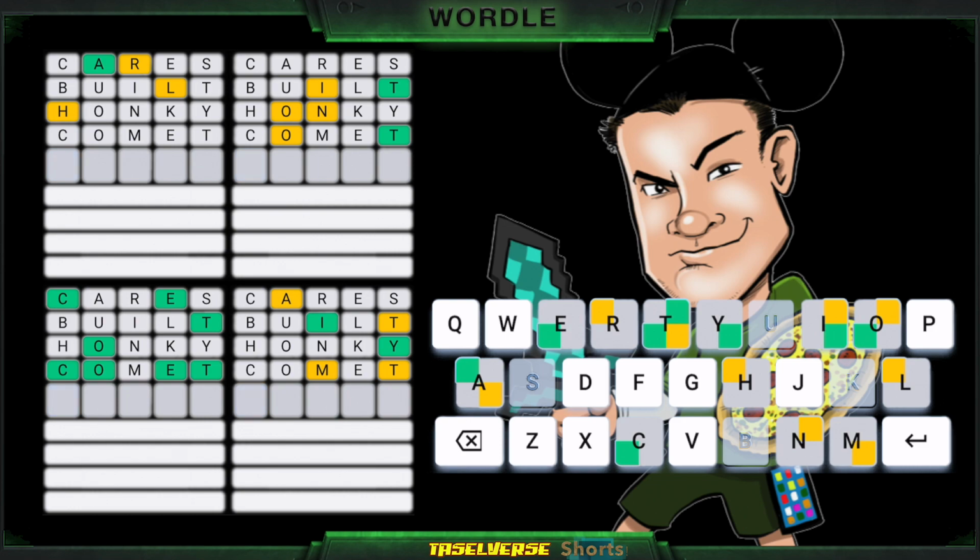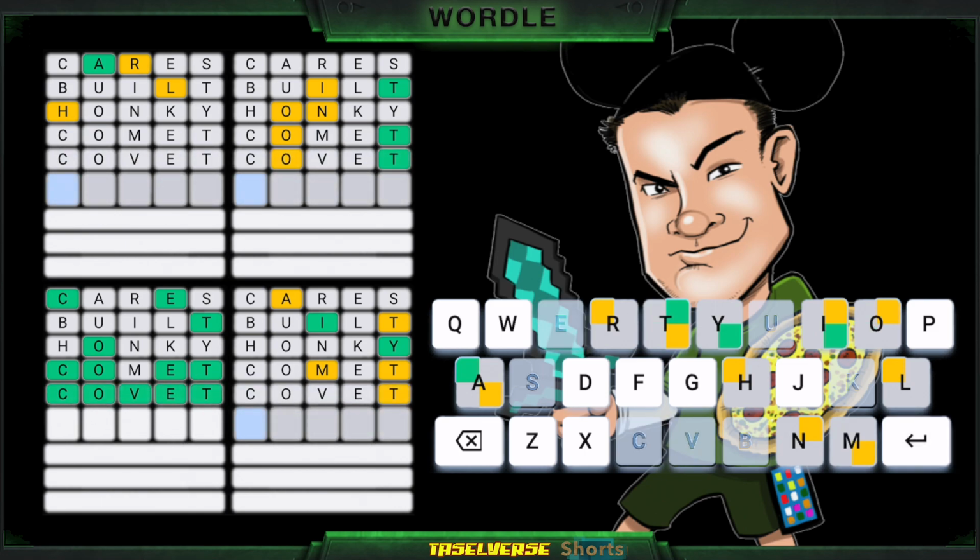C-O... It could be a C again, but that's not a word. And it could be a T, so yeah, it's neither of those. And it's definitely not a vowel, so we don't have to worry about that. Cogit? No, that's not a word. I was going to say codet, but no, apparently it's not a word. Covet? Covet's a word. Okay, so we got covet.